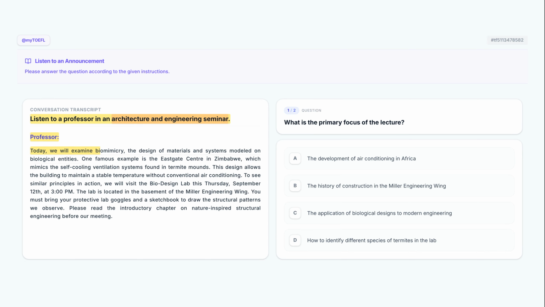Today, we will examine biomimicry, the design of materials and systems modeled on biological entities. The professor immediately defines the core topic, biomimicry, which sets the stage for the entire talk.